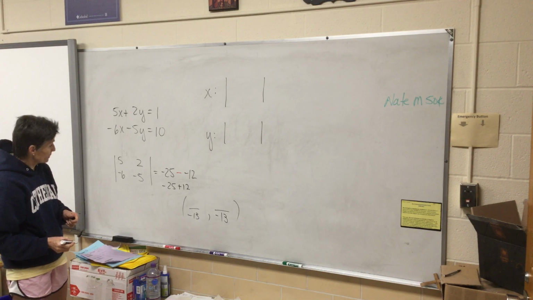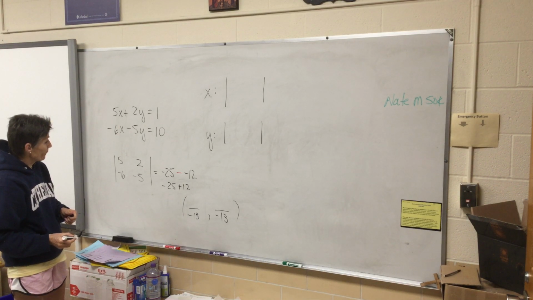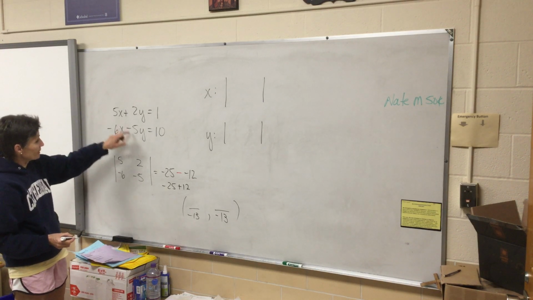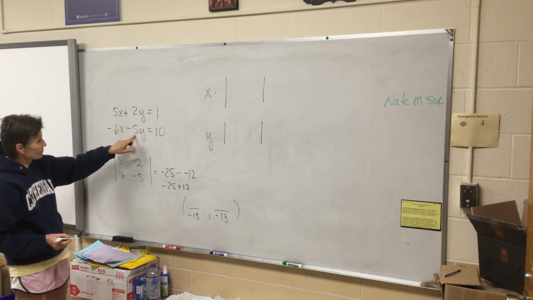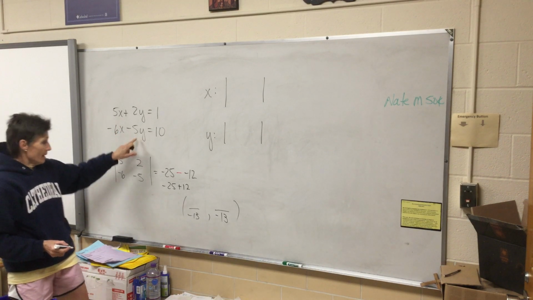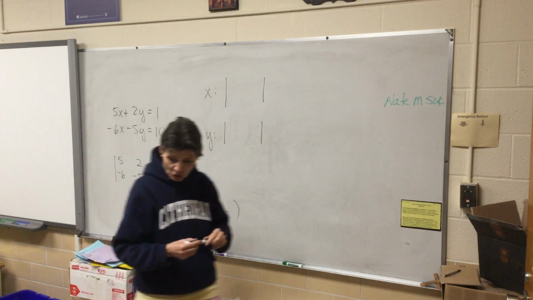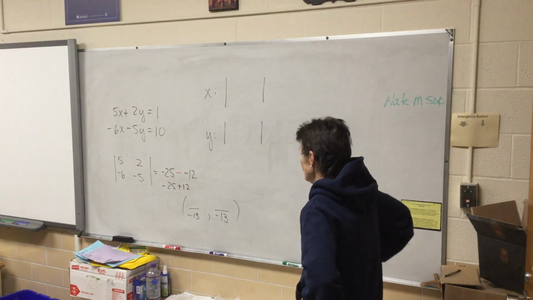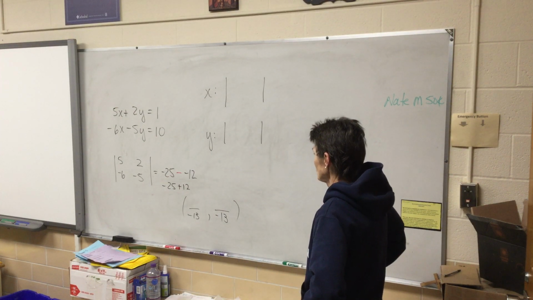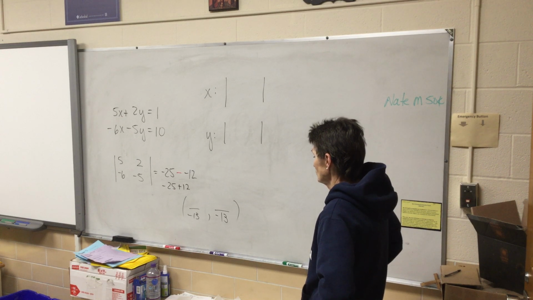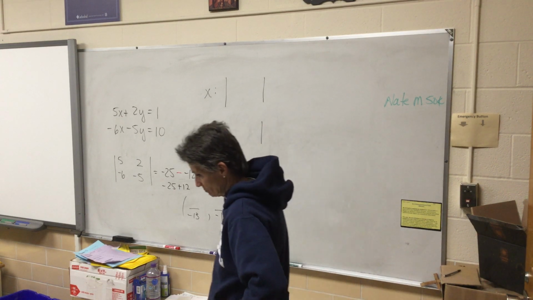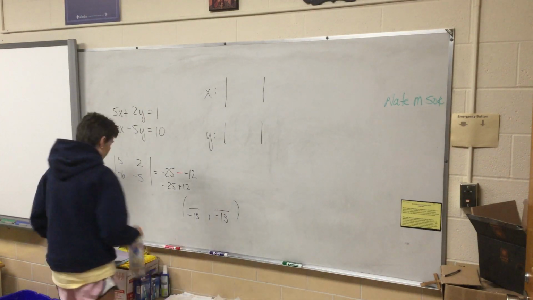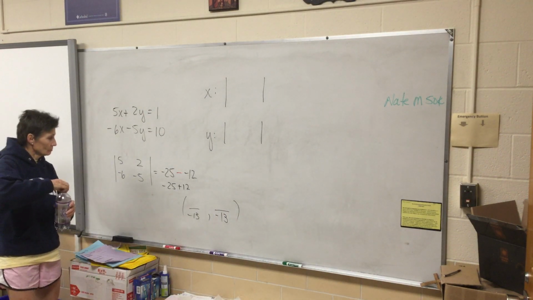Wait, how? Oh, I didn't make my 25 a negative. It should be a negative, right? Yeah. And the 12 is negative, but you're subtracting it, so it actually becomes a plus. Okay, I messed up. I forgot to put the negative 5 in the denominator.